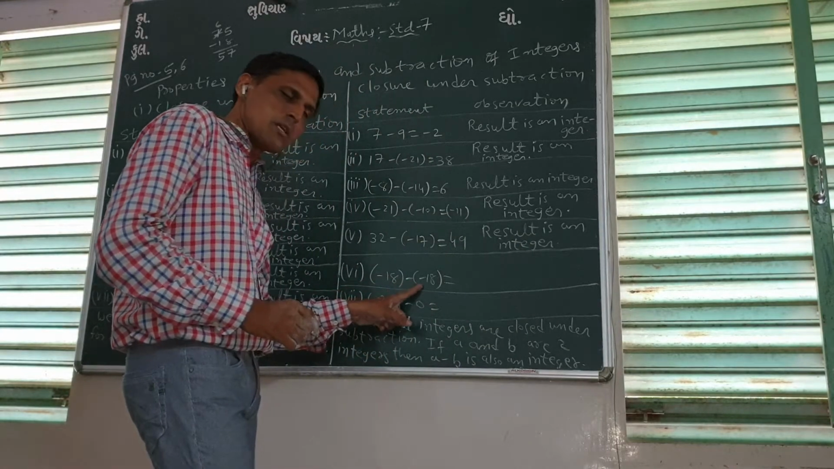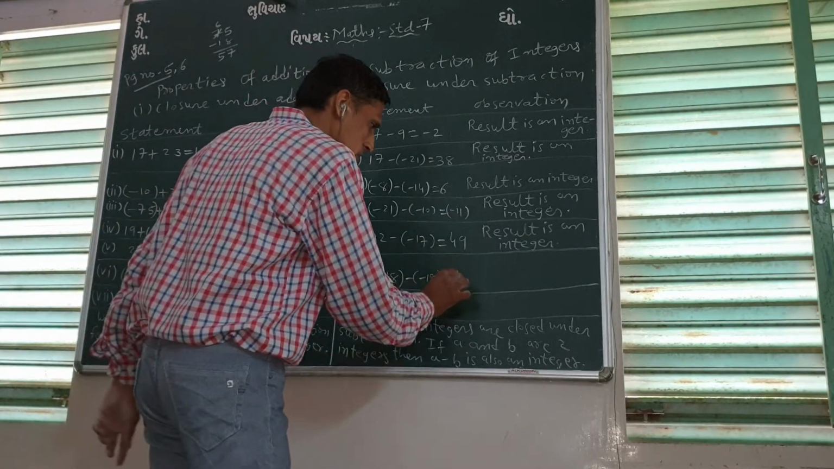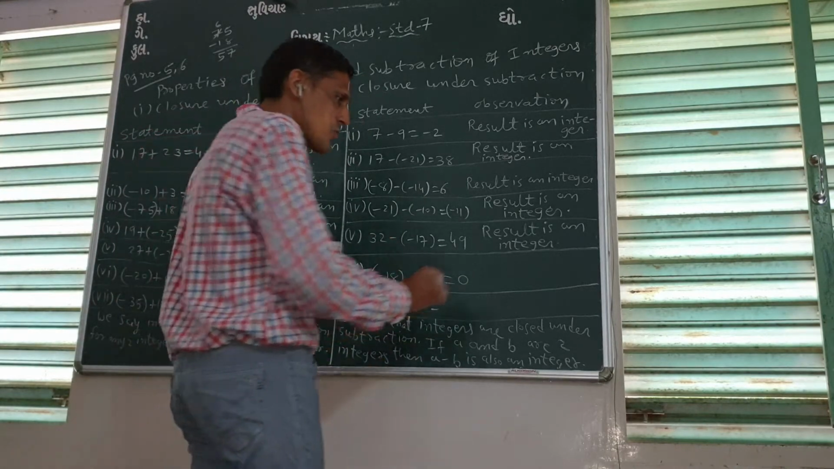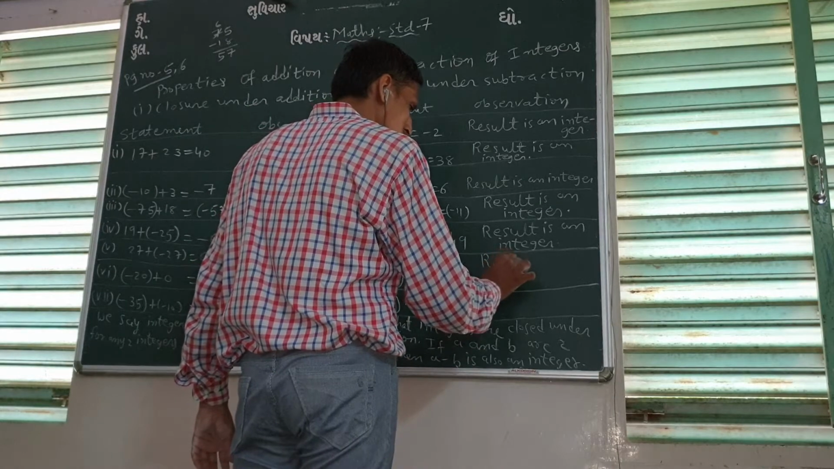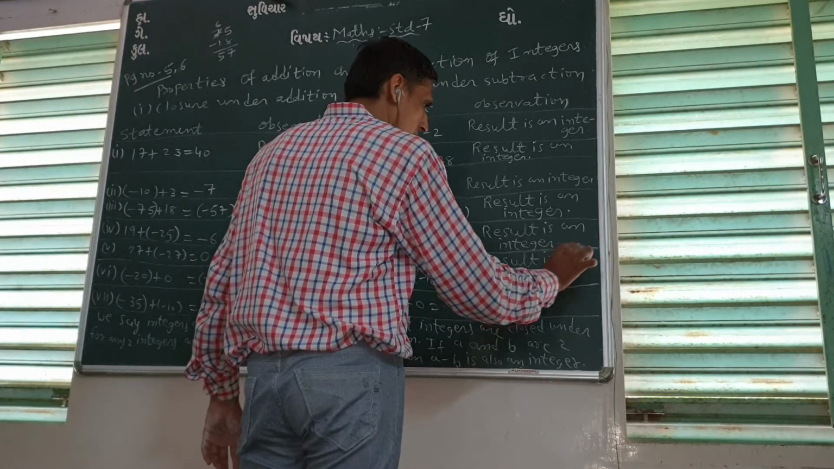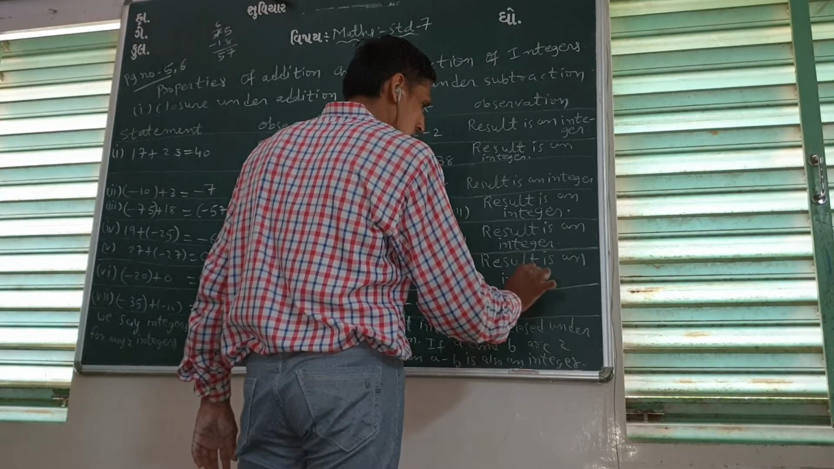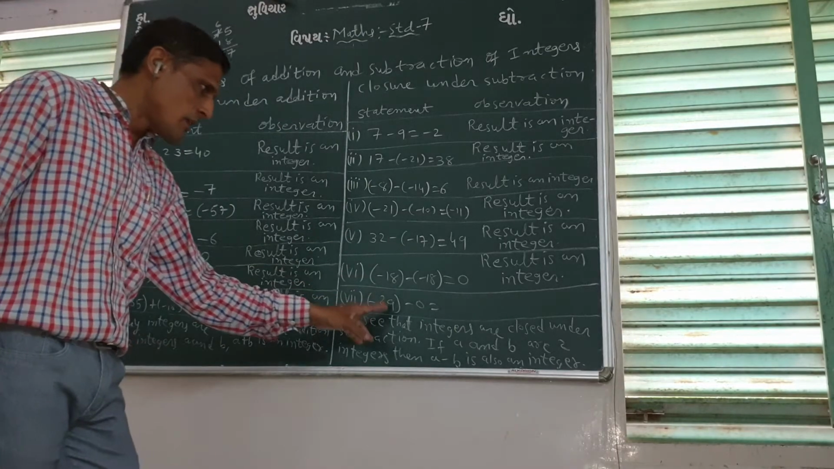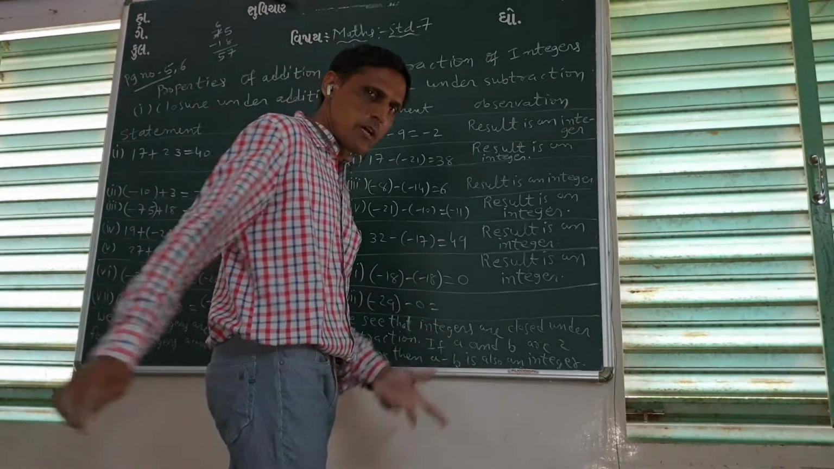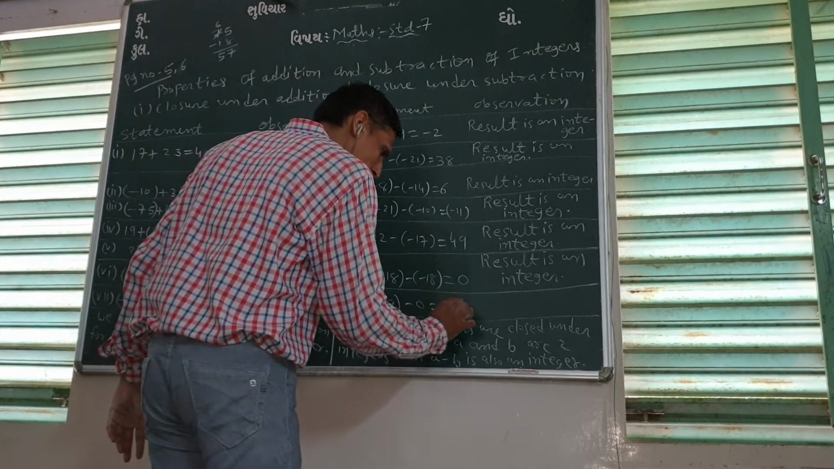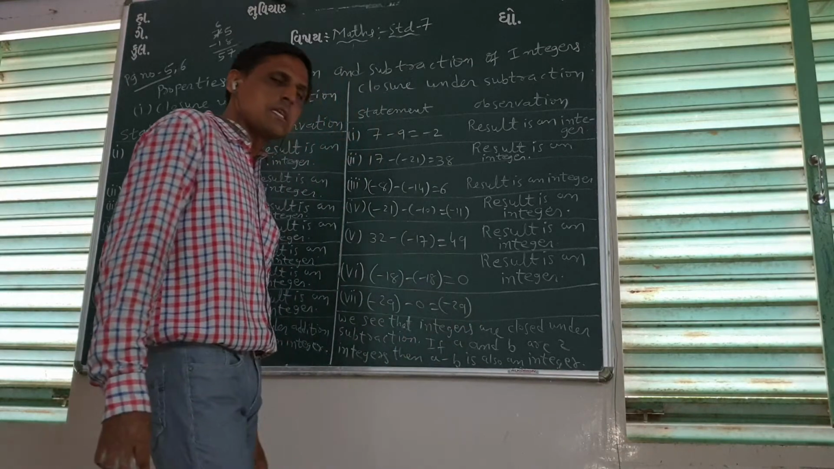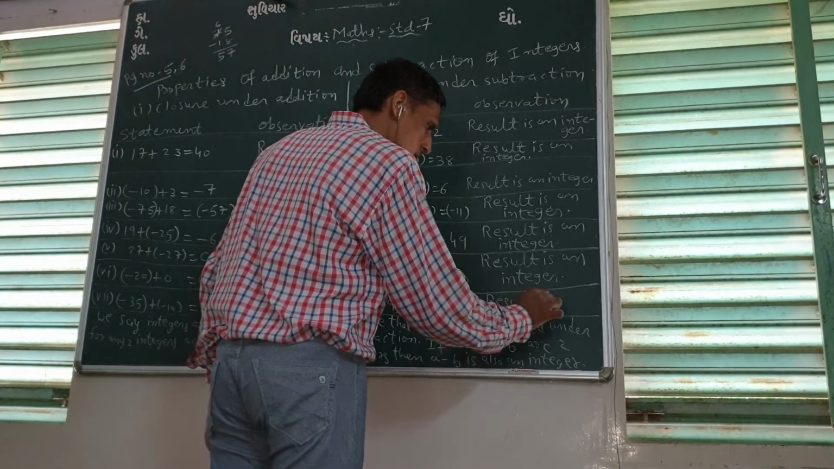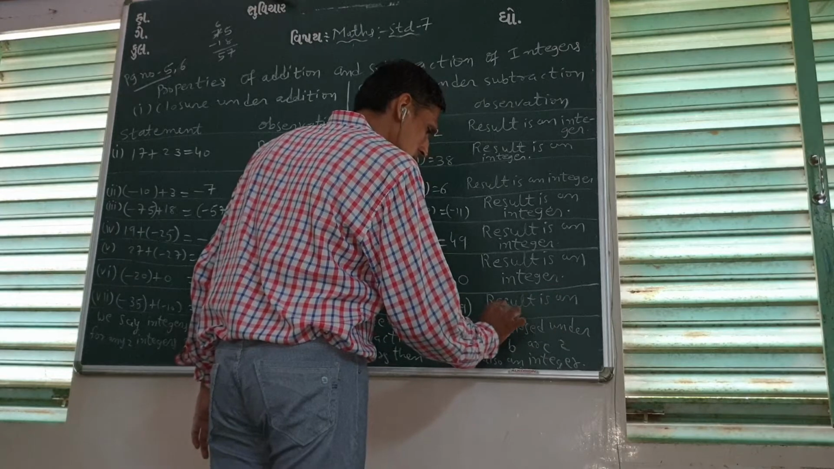So here also minus plus. So minus 18 plus 18 is 0. Right? And 0 is an integer. So we write result is an integer. Minus 29 minus 0. 0 किसी में भी ऐड करो, minus करो, आंसर is same. Right? So result is an integer.